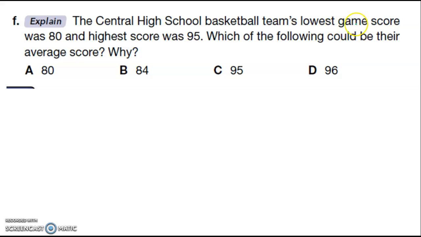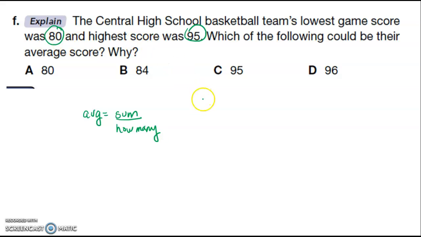Central High School basketball team's lowest game score was 80. Its highest score was 90. Which of the following could be their average score and why? Okay, so we don't have all of the scores. We don't have all of the information for our average is equal to the sum over how many.